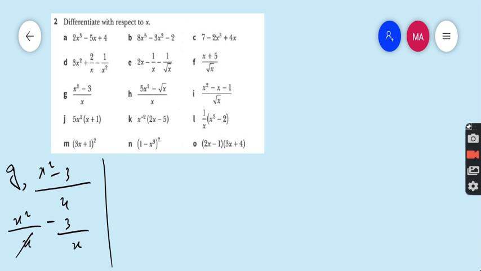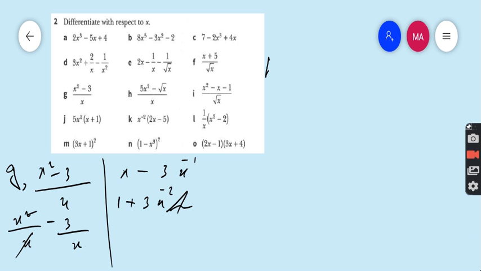So x cancels by its square, that is x, minus 3x becomes the numerator, minus 1. Derivative of x is 1, and minus minus plus 3. x to the power minus 1 is minus 2. So the final answer is 1 plus 3x to the power minus 2. This is our final answer for part G.